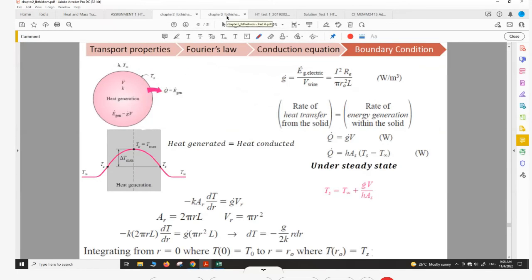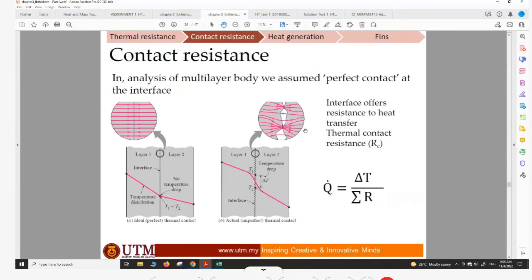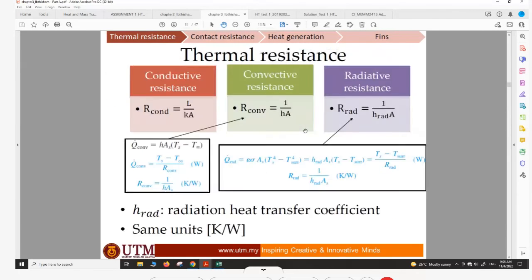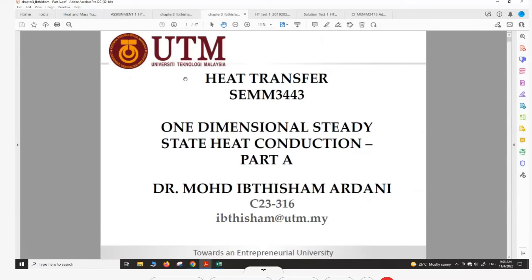Alright, so next we move on to the next topic, basically thermal resistor network. So the previous topic will cover one question in your test 1.